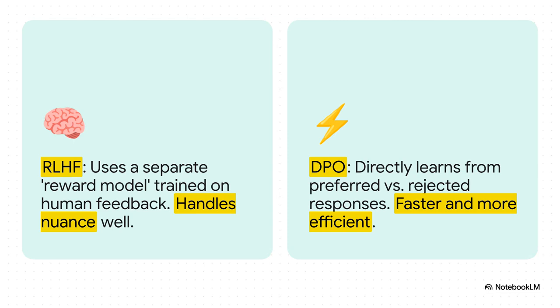So two of the most popular methods are called RLHF and DPO. In both scenarios, you have real people in the loop ranking different AI answers from best to worst. RLHF uses that feedback to train a whole separate reward model, while DPO, which is a bit newer, learns directly from which answers were preferred and which were rejected. It turns out to be faster and a lot more efficient.